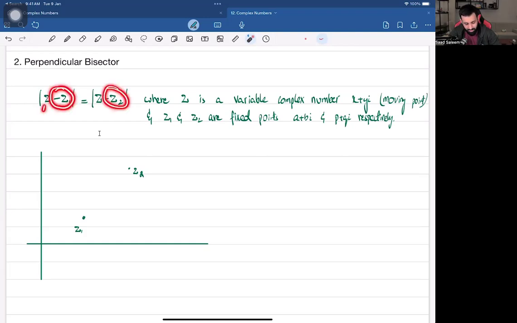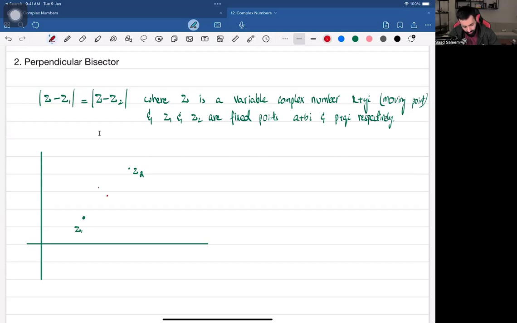Z minus z1 means its distance from z1. Z minus z2 means its distance from z2. So I want a point, or maybe a collection of points, such that its distance from z1 and z2 are both equal. Now, one obvious point that we will have is obviously the midpoint. But is that the only point? No.